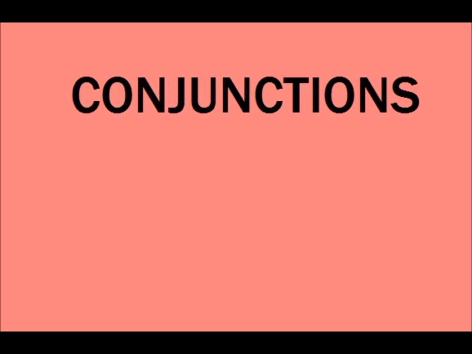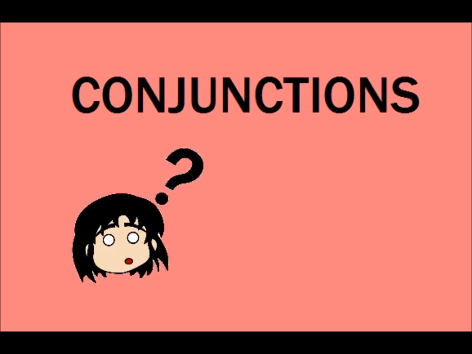The topic of today is conjunctions. First of all, I'll define conjunctions. Conjunctions are all those words that help us link two elements. These elements can be either words, phrases, clauses, or sentences. So, all the words that help us join or link two elements are called conjunctions.